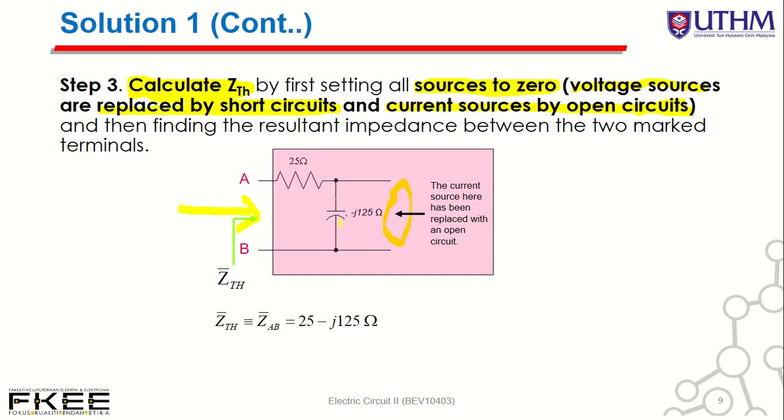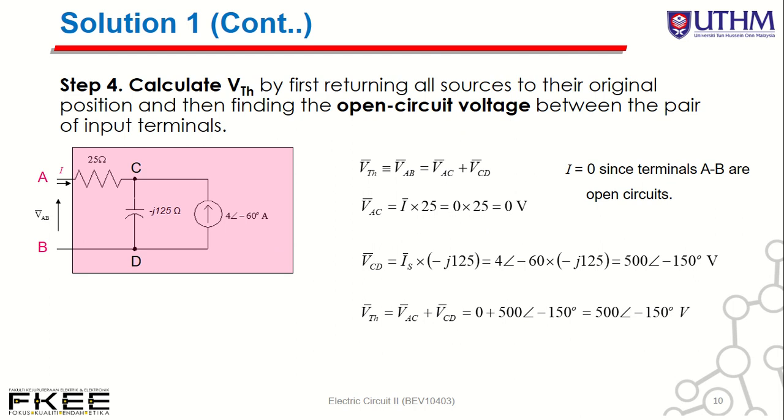Okay, so then you can calculate the ZTH. ZTH means the total impedance seen from points A and B. So in this case ZTH equal to ZAB. So ZAB equal to 25 ohm in series with minus J125. This is your ZTH.